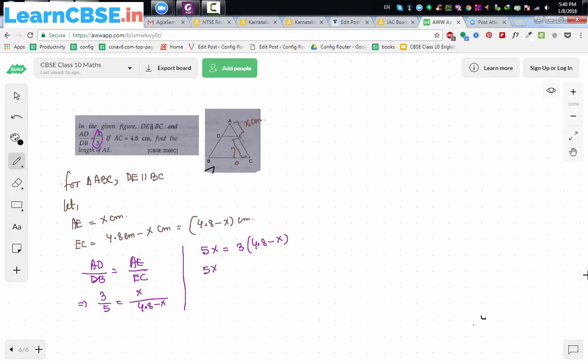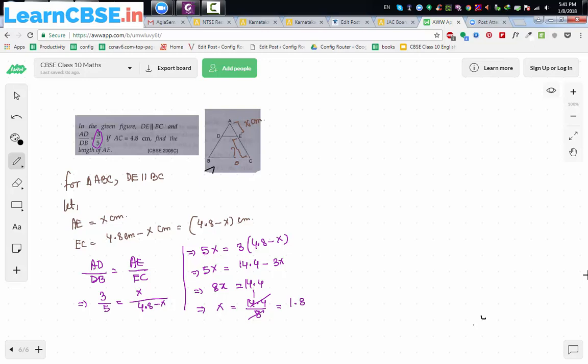So 5x equals 4.8 times 3, that gives you 14.4 minus 3x. Move the 3x to this side. It gives you 8x, that is 5x plus 3x, 8x equals 14.4. So x you are getting as 14.4 divided by 8.